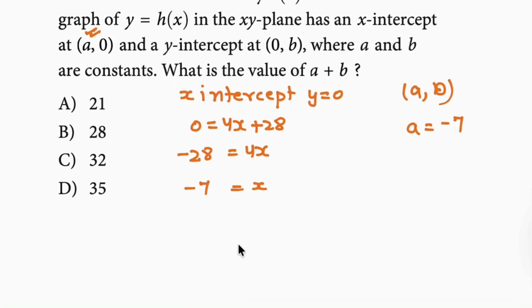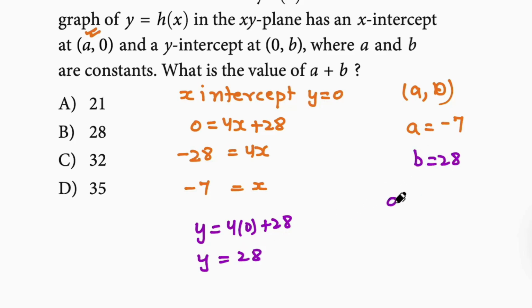Now let's work on the y-intercept, where x is 0, and this time we will plug in x as 0 and calculate. Any number multiplied by 0 is 0, so y is equal to 28. That means b is equal to 28, and we have to find a plus b. That means negative 7 plus 28, it's 21. So only the name is changed, right? The x-intercept is called a and the y-intercept is called b.